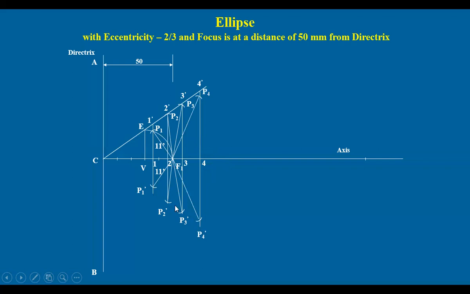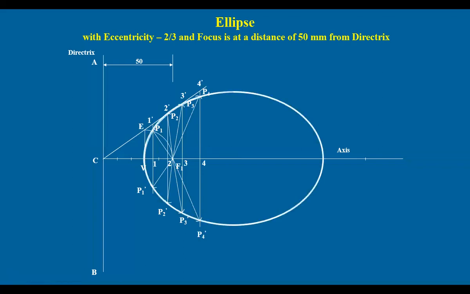Like this, you get as many points as possible. Join all these points by a smooth freehand curve, right? Smooth freehand curve like this. And if you extend, when you get a number of points here also, right? You get this closed curve called an ellipse.